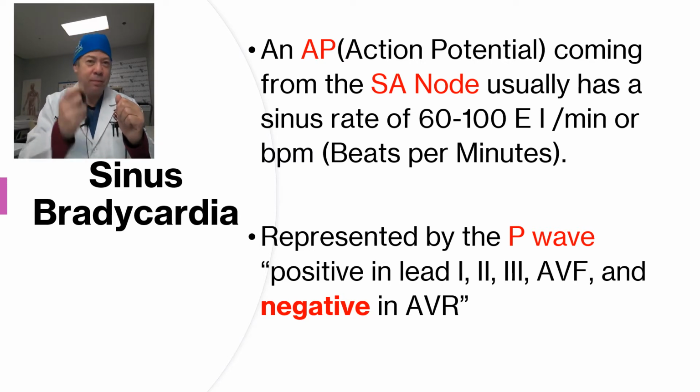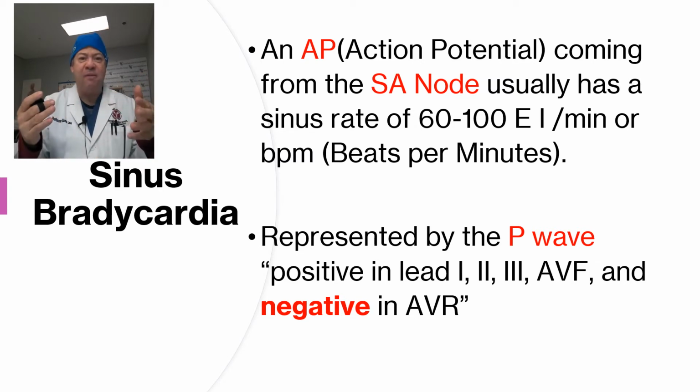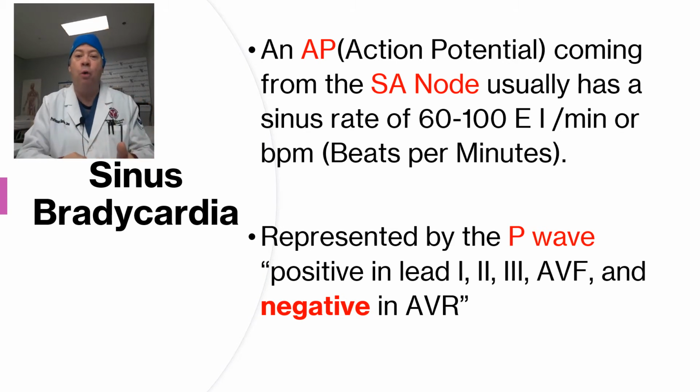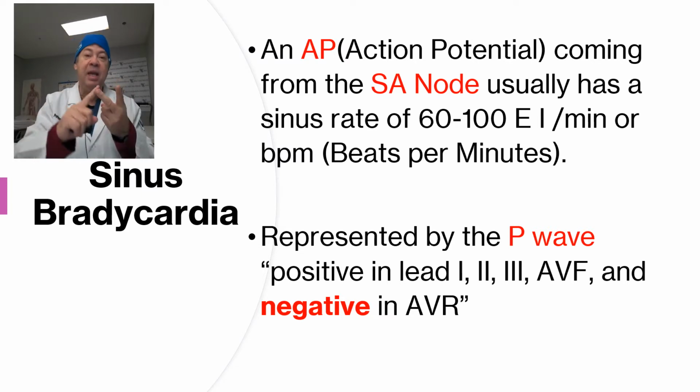Action potential. Electrical impulse. So, in order for us to identify that these electrical impulses are coming from the SA node, you always have to look for a P wave that is positive in lead 1, lead 2, lead 3, AVF, but negative in AVR. AVR, augmented vector right; AVF, augmented vector foot.